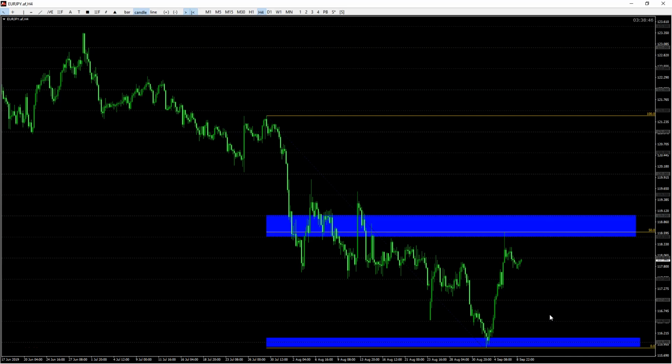Now, if we do see the ECB come out exactly as expected, but we see that promise of additional measures being introduced from the next meeting, or they come out cutting more than the markets are expecting, introducing more QE than the markets are expecting. If they come out with that overly dovish stance, we can look to pair the euro with something like the yen.